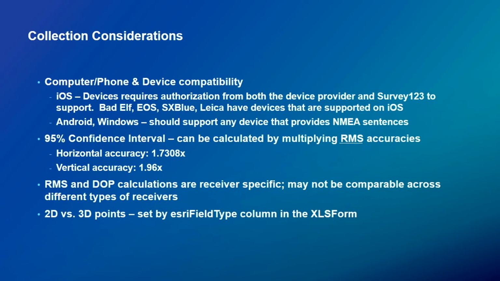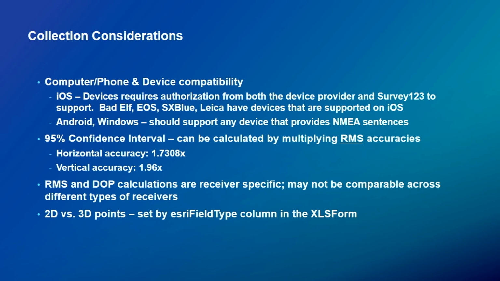A couple of things to think about. In particular, on iOS, you probably have heard this in other contexts, but Apple is a little controlling of apps. So we have to work with the GPS manufacturers to get our application whitelisted to use their devices. And additionally, their devices have to be certified as made for iPhone. Currently, we have support for Bad Elf, EOS, SX Blue, and Leica devices. And we are working with other manufacturers to add to that list.